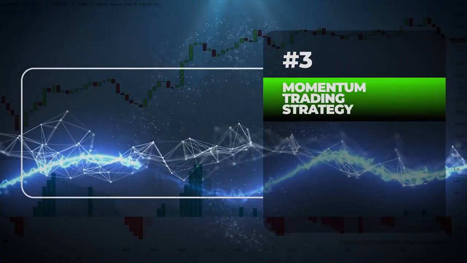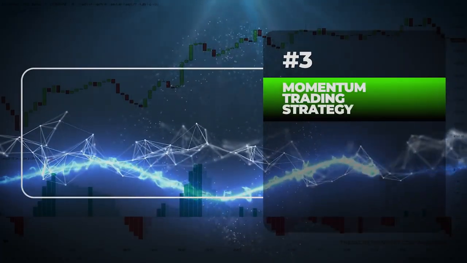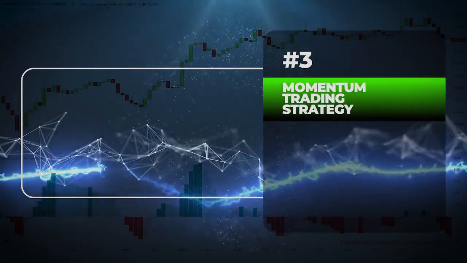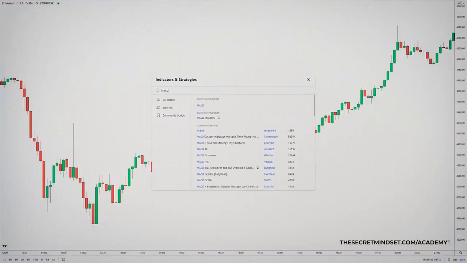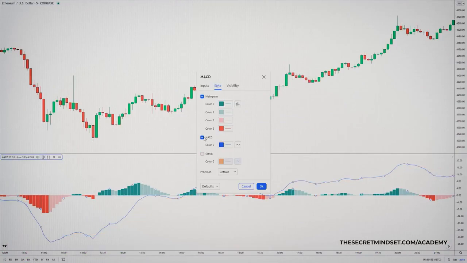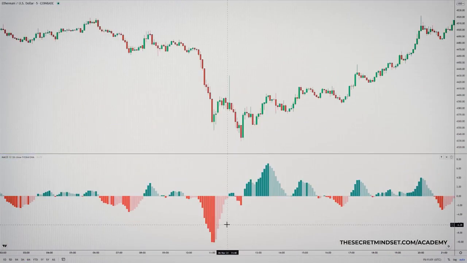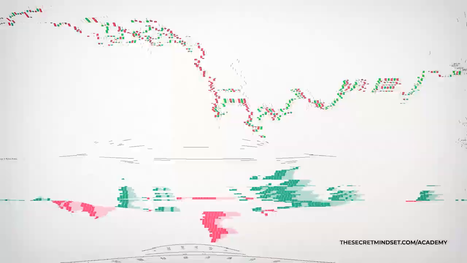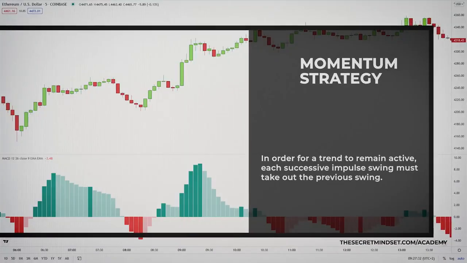The momentum strategy revolves around trading strong price moves in the direction of the main trend, using a price action ABC pattern and the MACD histogram. I've talked about this strategy a few months ago. The principle for this strategy is simple. In order for a trend to remain active, each successive impulsive swing must take out the previous swing.